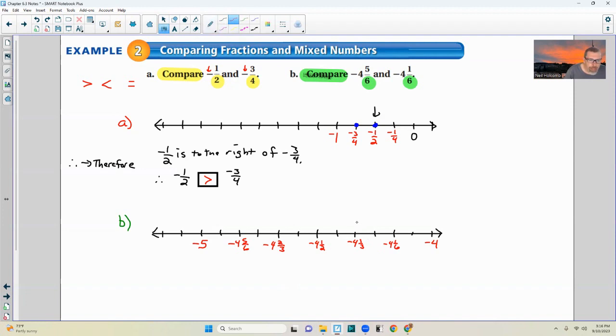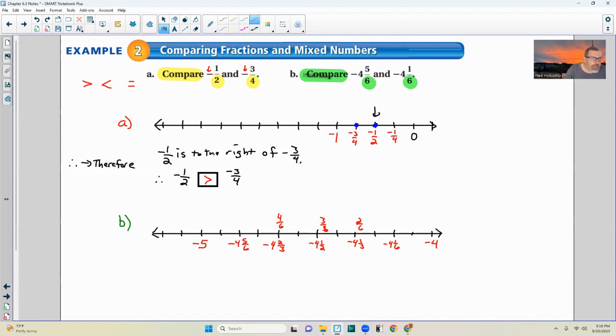1/3 is the same as 2/6. 1/2 is the same as 3/6. 2/3 is the same as 4/6. Here's 5/6. So see what it's doing? 1/6, 2/6, 3/6, 4/6, 5/6. 6/6 is another one. Okay.